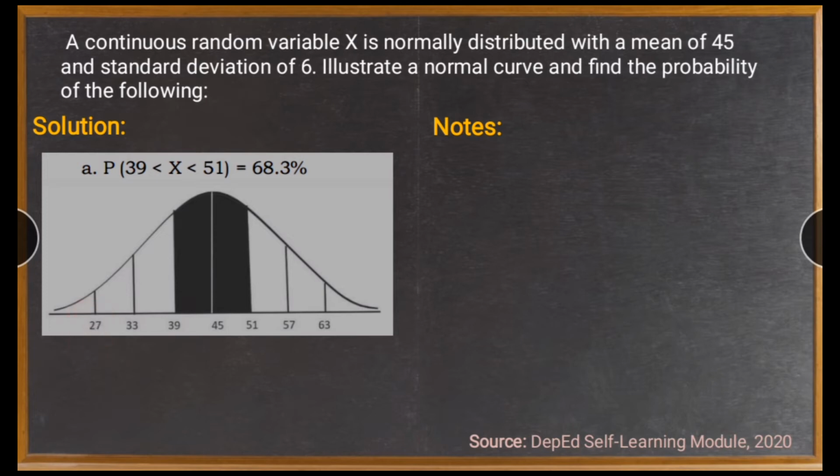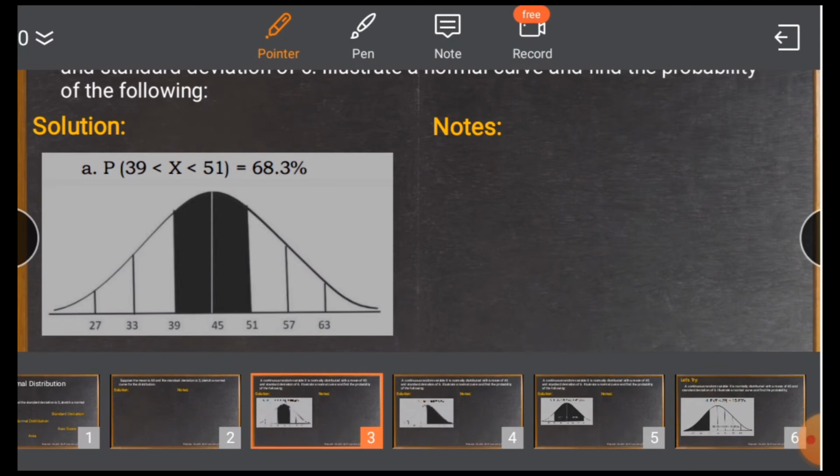Okay, and we are asked about the probability, that means the area. Okay, 39 in here, 51. This is between, meaning this is the unknown. We are going to find this one. So the answer must be 68.3%. So how will we solve? We will show the details.